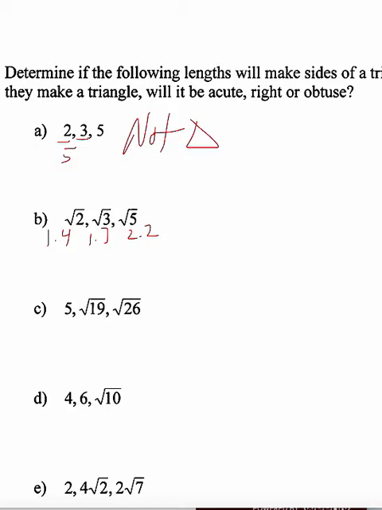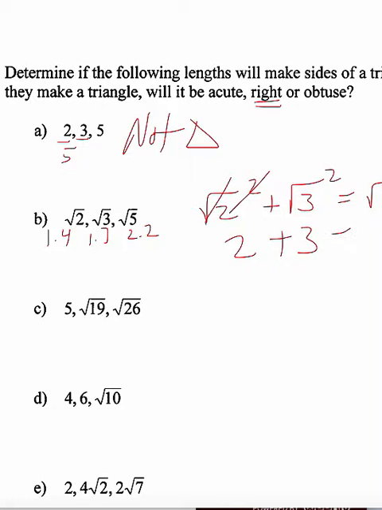So what I need to check is the Pythagorean theorem. Always start with right triangle first. Is root 2 squared plus root 3 squared going to equal that root 5 squared? Well, when you square a square root like that, it's just going to undo the operation. So this is like 2 plus 3 equals 5. Well, that does work. If it works, this is a right triangle.